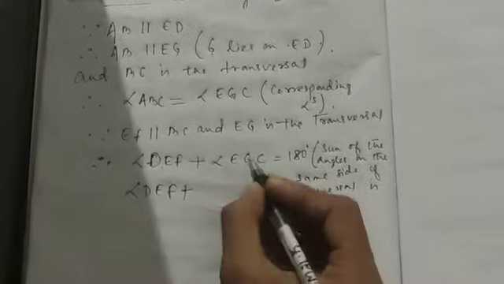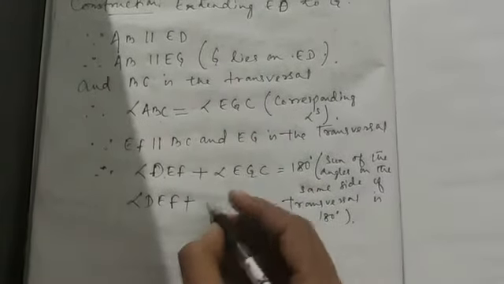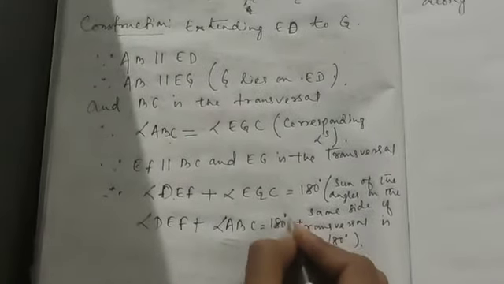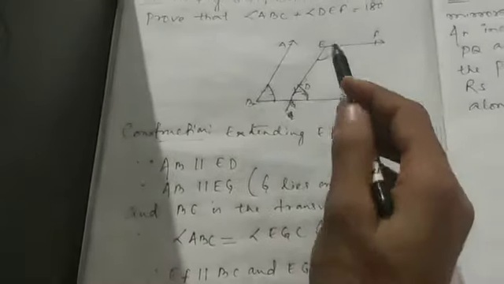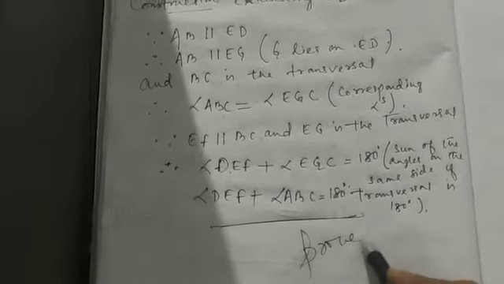So now you see, DEF plus EGC equal to what? ABC. So in place of EGC I am writing ABC, equal to 180 degrees. This is what the question was asking us to prove, right? ABC plus angle DEF is equal to 180 degrees. Proved. Okay, so let's do the next sum.